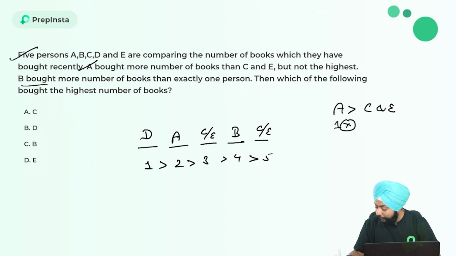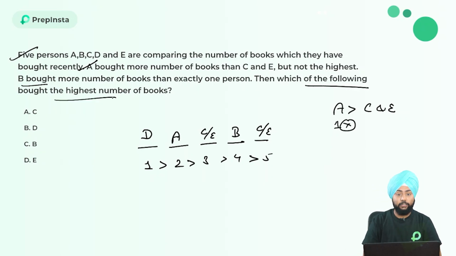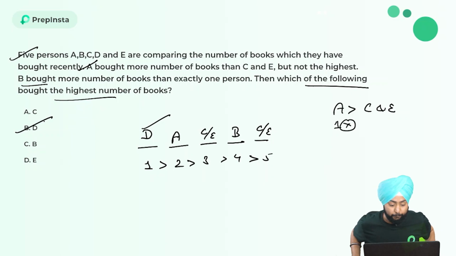So my question over here is, which of the following bought the highest number of books? So I can directly say D is the one who bought the highest number of books. So without even knowing the position of 3rd and the 5th, I can come to my answer. That is option number B, that is D. So that's how guys you solve the particular kind of problem of data arrangement.